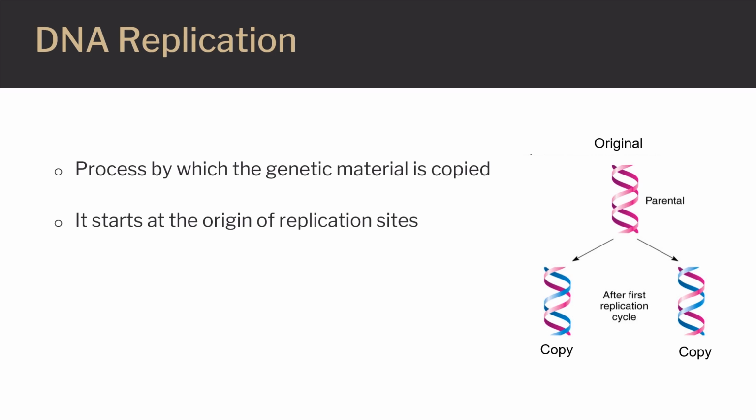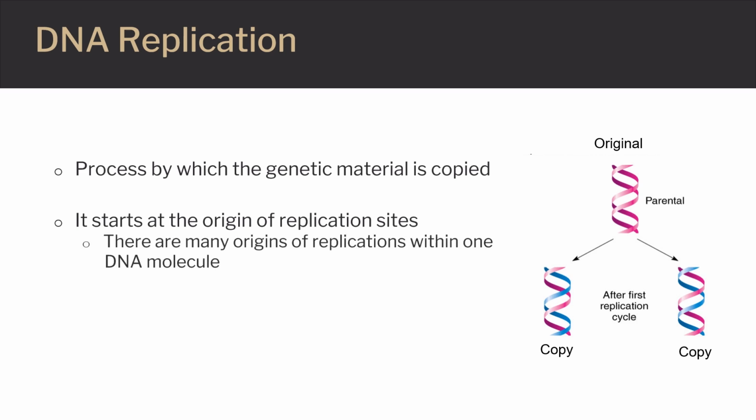DNA replication happens during the synthesis phase of the cell cycle, right before the start of mitosis or meiosis I. Each DNA molecule has many origins of replication sites, all of which initiate the copying of DNA. Why do we need so many sites? DNA molecules contain millions of bases, so having multiple sites reduces the time it takes to copy the entire genome.